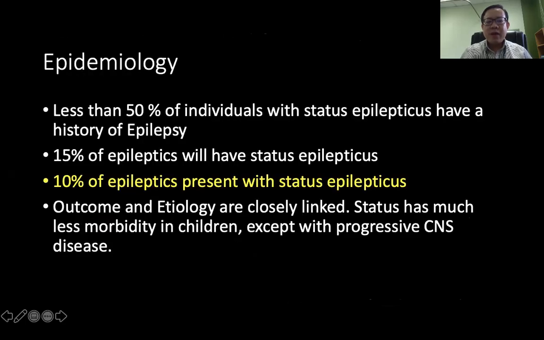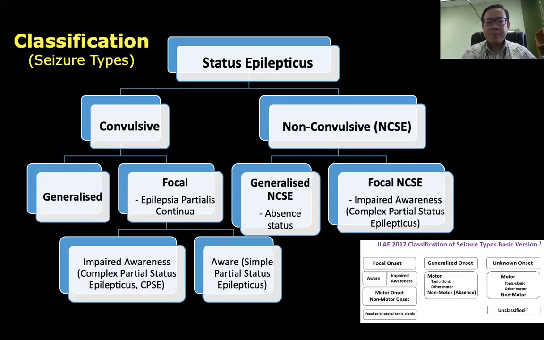Just remember, 10% of your patients will have status epilepticus. In fact, they present with status, and therefore be careful. Some of the status epilepticus will subsequently progress to epilepsy in the future.